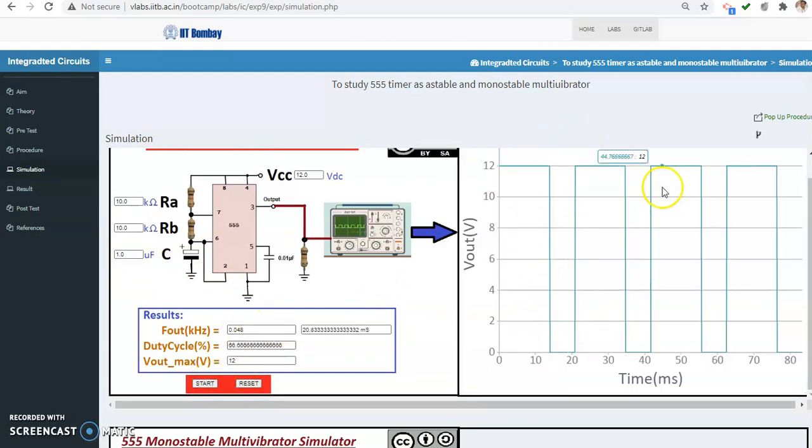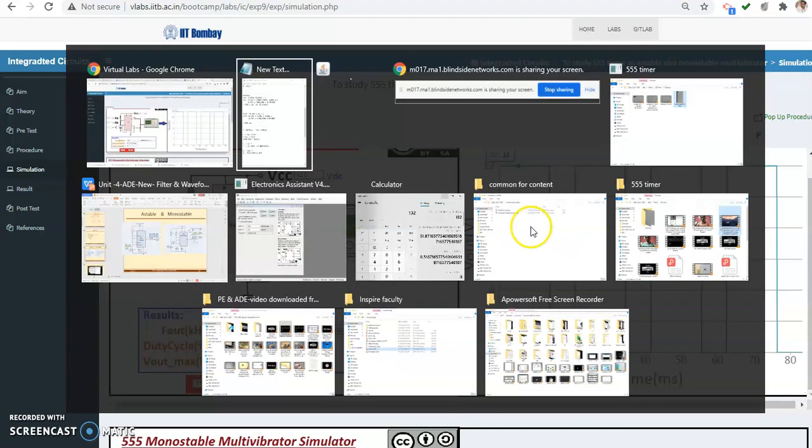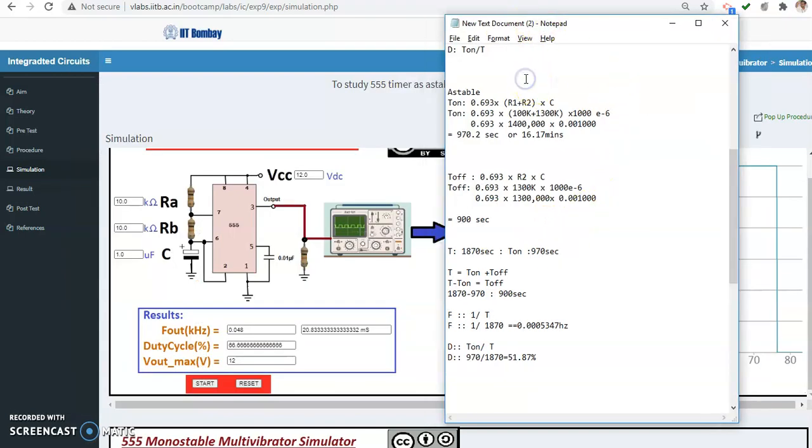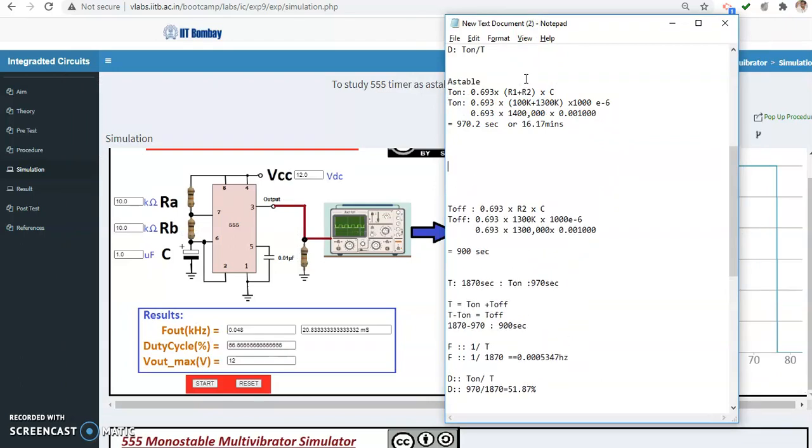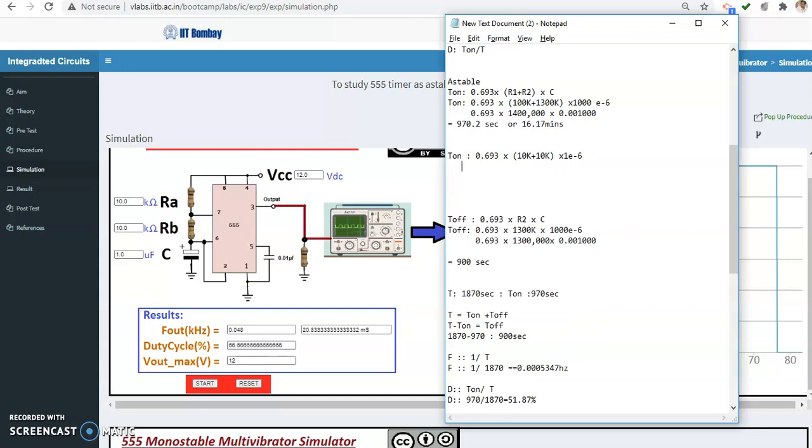This is your output waveform. So let's proceed. Okay, I am going to substitute here. So T on is equal to 0.693 multiplied by the bracket 10k plus 10k, multiplied by the capacitance value 1 into e power minus 6. You do the calculation, then you get the answer. The answer is 20.83 milliseconds.